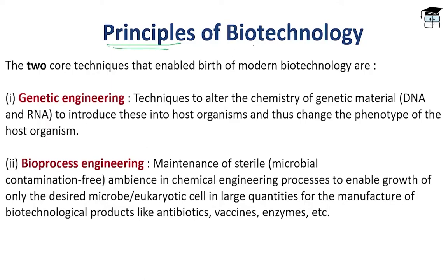Now there are two major principles of biotechnology. The two core techniques that enable the birth of modern biotechnology are genetic engineering and bioprocess engineering. Now let us study them in detail. What is genetic engineering? The techniques to alter, alter means to modify, right? To alter the chemistry of genetic material. What is genetic material? DNA or RNA.